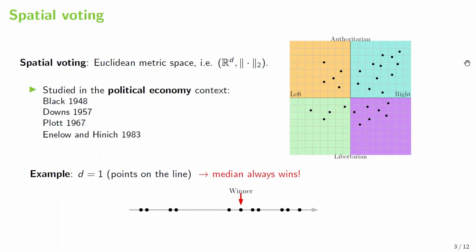It turns out that this one-dimensional case is very simple, and actually the median point always wins. Let's see why. In a match against any point to the right of it, it will win all the voters to its left, so it's at least half of the vote. And similarly, in a match against any point to the left of it, it will win all the voters to its right. So again, at least half of the vote.